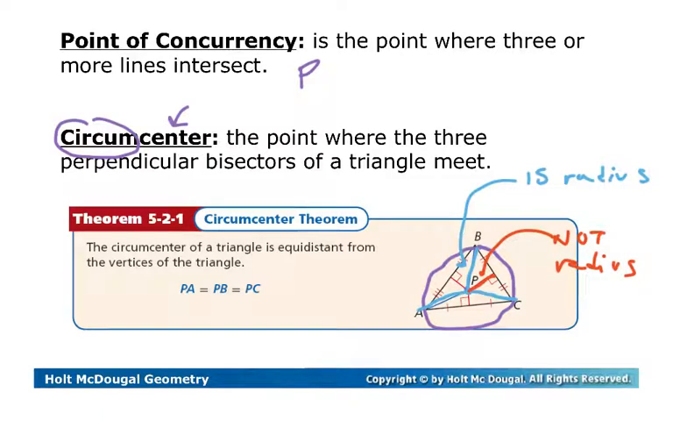Taking a look at what they're telling us in our theorem, the circumcenter of a triangle, so that's P, is equidistant from the vertices of the triangle. So notice P to B, P to A, P to C, all of those are going to be the same.